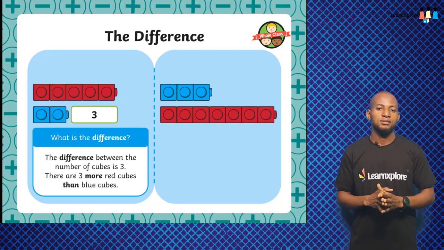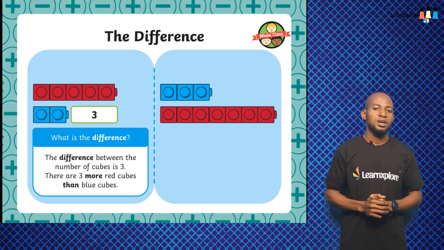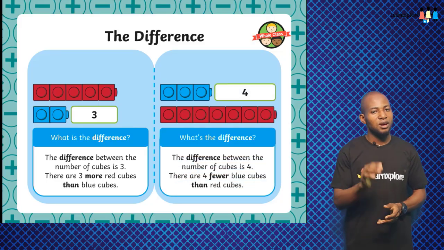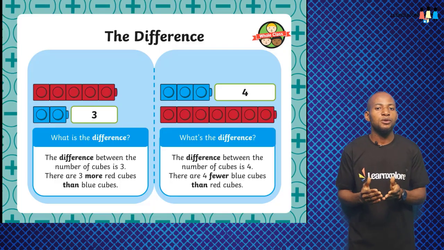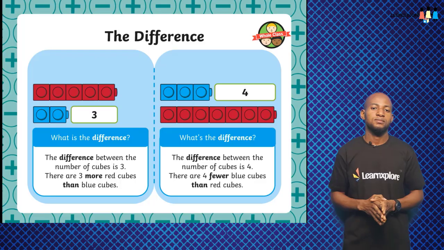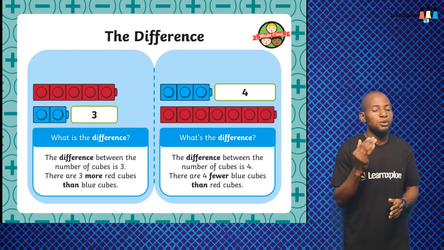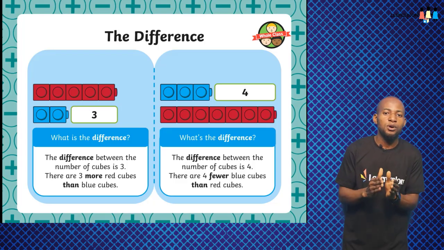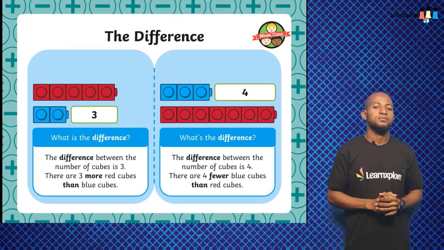What about this? Can you see a gap? What's the difference? 4. The difference between the number of cubes is 4. There are 4 fewer blue cubes than red cubes. Say it after me. There are 4 fewer blue cubes than red cubes.